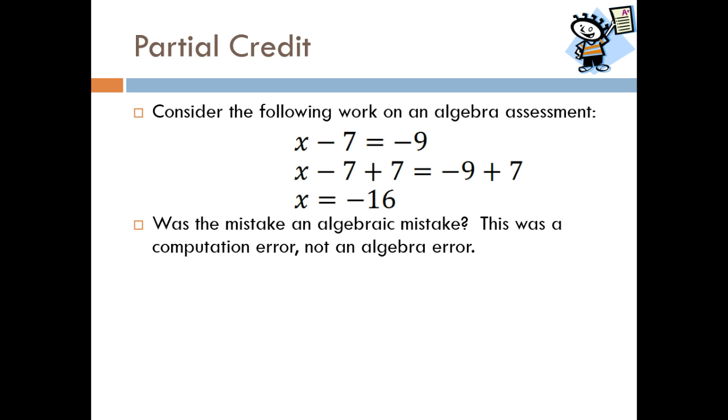Here's a mistake, but was it an algebraic mistake? No, absolutely not. The student understood inverse operations. They knew that with that -7, they needed to add 7 to both sides, because -7 plus 7 would, quote unquote, cancel each other out. It actually becomes 0, right? The additive identity. And the mistake that they made was adding integers.